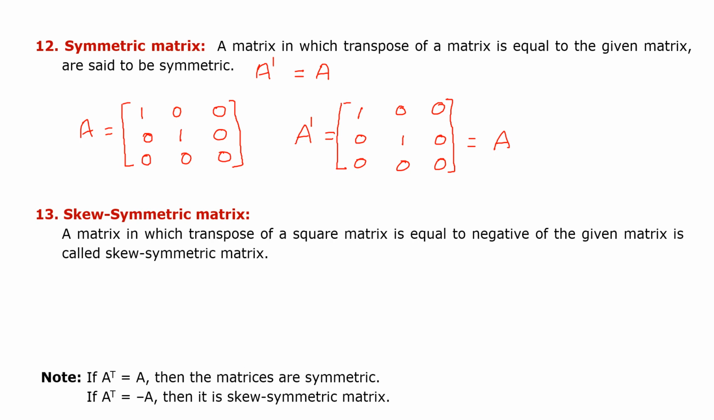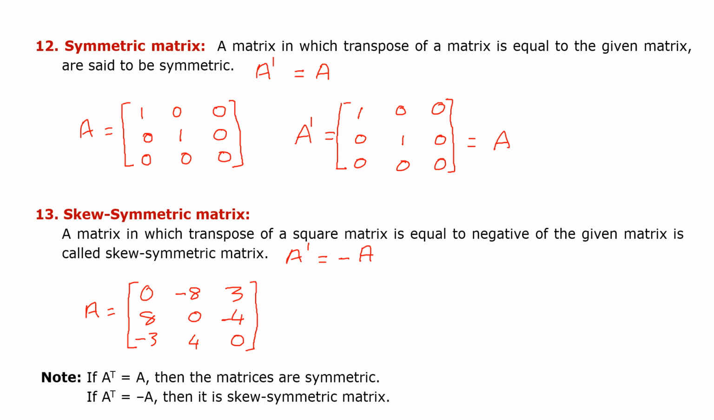Last type of matrix is skew symmetric matrix. Now, a matrix in which transpose of a square matrix, A dash, is equal to negative of the given matrix, that is minus A. So let us understand this with an example. Let the given matrix be 0, minus 8, 3, 8, 0, minus 4. Then here it is minus 3, 4, 0. This is the given matrix.